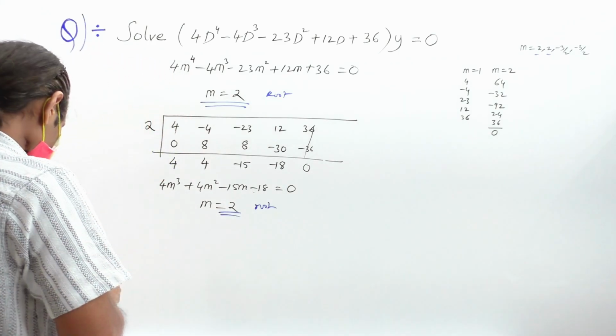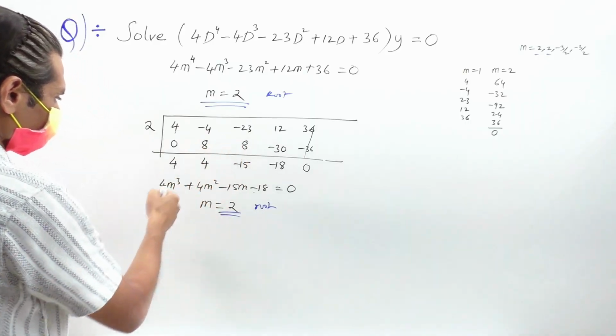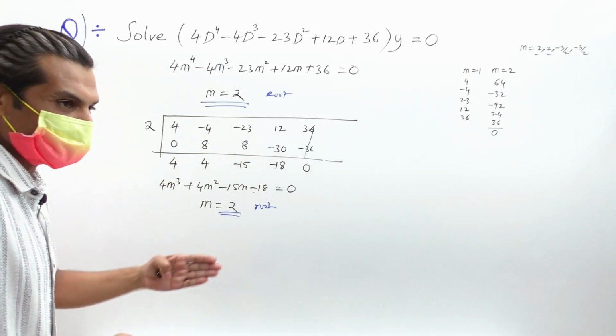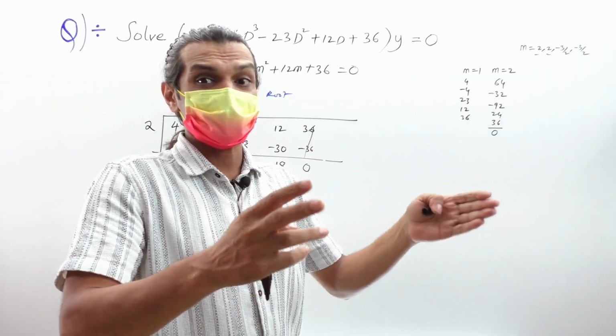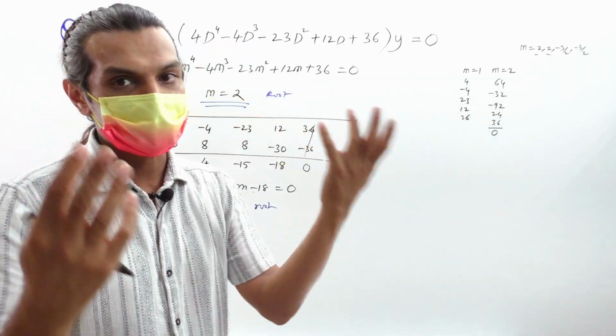Okay. Again, do the same step here with m is equal to 2. Do the same synthetic division method here, because you need to get around 6 to 7 marks. You need to show the examiner what you're actually doing. Otherwise, they won't give you marks.